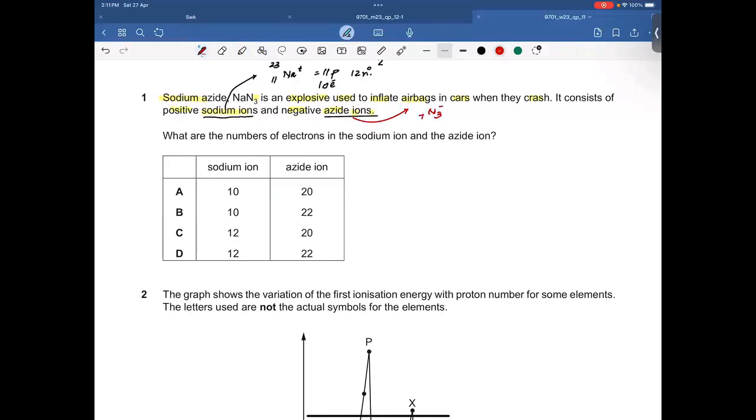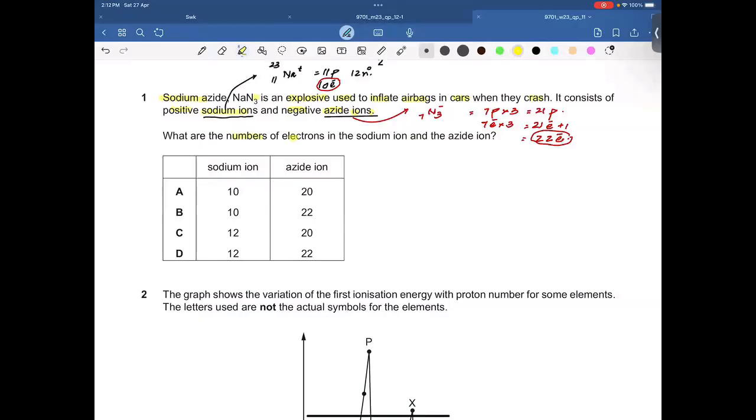So the atomic number of nitrogen is 7, which means it has 7 protons. Times 3, it becomes 21 protons. Now we have 7 electrons times 3, which is going to be 21 electrons. But as it carries a negative charge, it will gain 1 electron. When it gains 1 electron, the total number of electrons is going to be 22. So sodium ion has 10 electrons, whereas azide ion has 22 electrons, right?